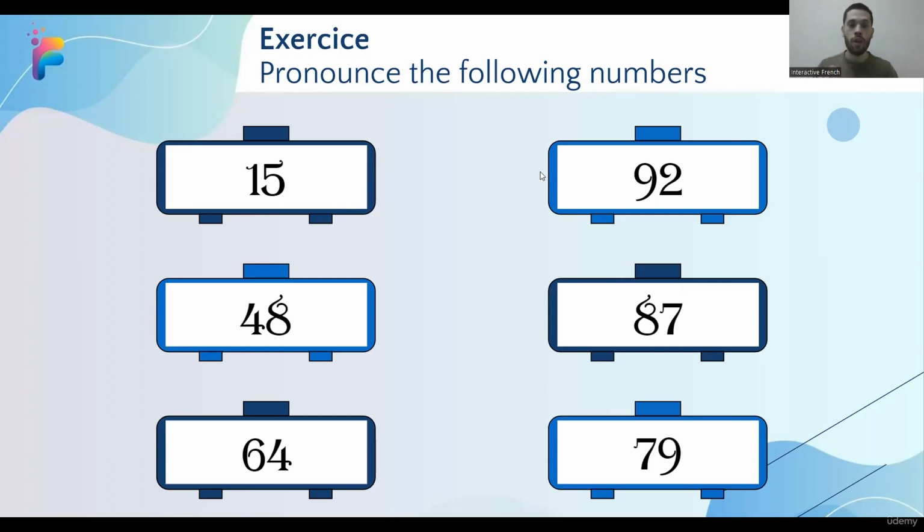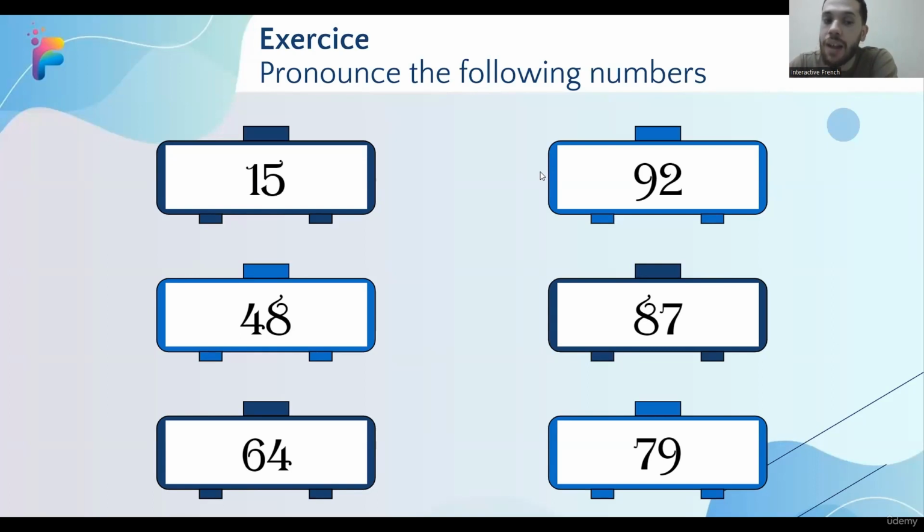Okay, so let's see how we pronounce those numbers. The first one, how do we say it? It's quinze, 15. Now for 92, how do we say 92 again? That's right, quatre-vingt-douze. Not 82, right? A lot of people make that mistake of pronouncing it as 82, but 82 would be quatre-vingt-deux. So that's 92.